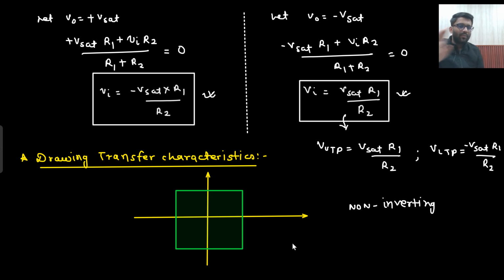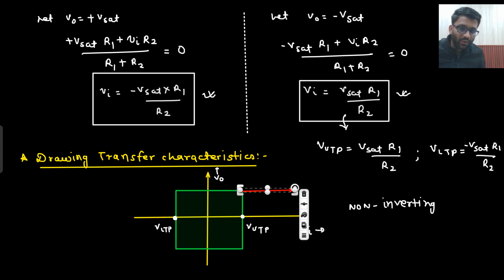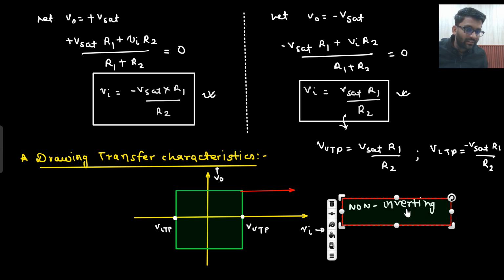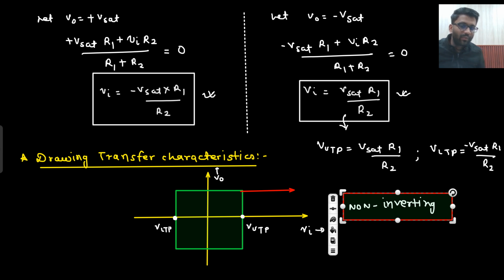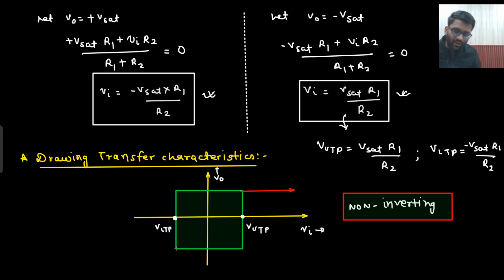That means two kinds of output are possible, and here there will be transitions. This point will be VUTP and this point will be VLTP. The transitions will be at VUTP and VLTP. For a higher value of input V in, I will get a higher output V out. Since it is non-inverting, a very important point, for a higher value of input I will get a higher output. For a lower value of input, I will get a lower output.